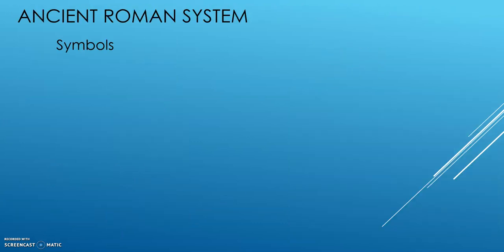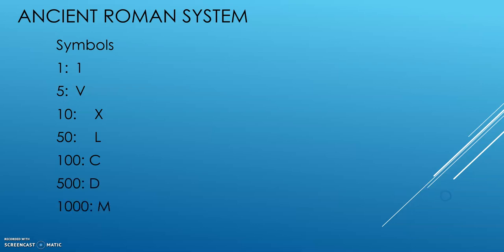Ancient Roman system. Many of us are familiar with this because of Roman numerals. The symbols: I represents 1, V represents 5, X represents 10, L represents 50, C represents 100, D represents 500, M represents 1000.